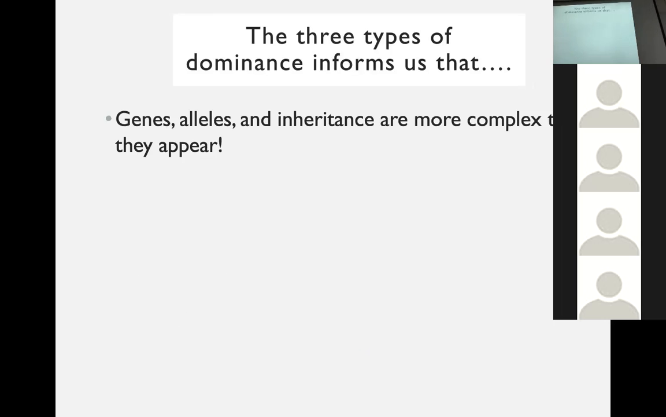So what does this tell us? Basically, the 3 types of dominance tell us that it's sort of complex, not shocking. Biology can be complex. Genes, alleles, and inheritance can be more complex than they appear. I spent a lot of time on the complete dominant situation because it at least gives you a baseline for understanding how the rest of it works.